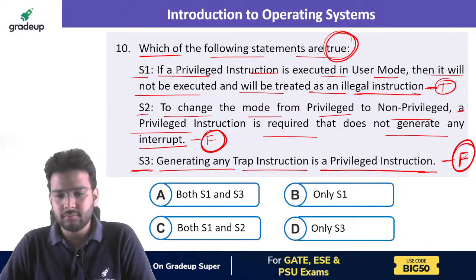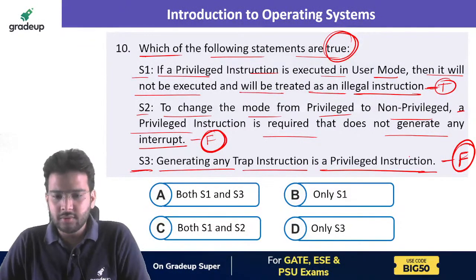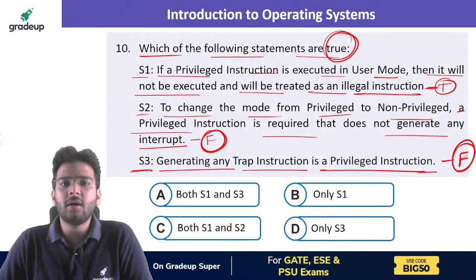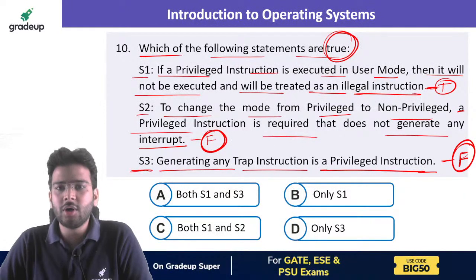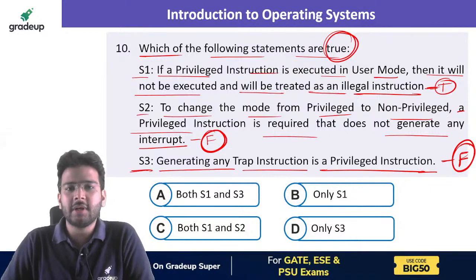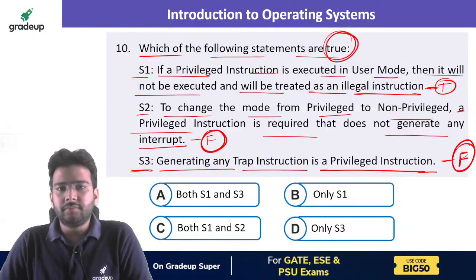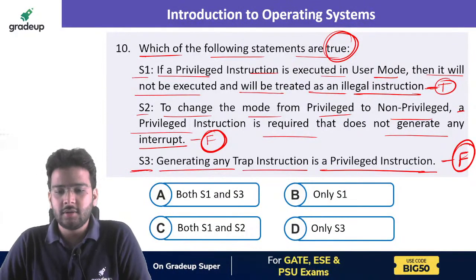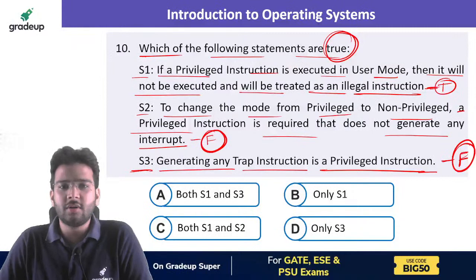Clear? Yes, any doubt? So privileged mode and privileged instruction are different. Privileged mode is like kernel mode. Privileged instruction is what we are talking about here. Privileged instructions, like in the theory classes I have given you many examples, right? Context switching is a kind of privileged instruction that can only be executed in the kernel mode, right? Yes, both are different. Definitely both are different. One is mode and one is instruction.